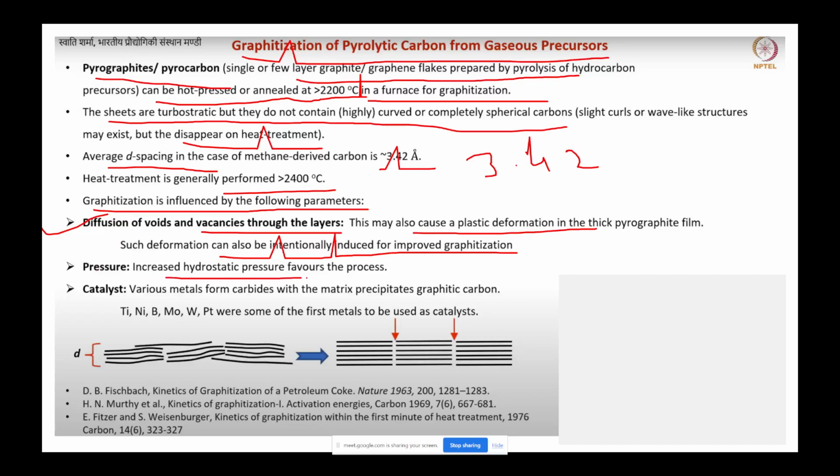Pressure: increasing the hydrostatic pressure favors the process. The more pressure you apply, the more the process will happen. Then the catalyst: when you use a catalyst, like metals forming carbides with the matrix, graphite carbon precipitates. Here you can use titanium, nickel, boron, molybdenum, tungsten, platinum, some of the first metals used as catalysts. Here you can see the d spacing and a misalignment usually, and here you can see the alignment after using this catalyst.